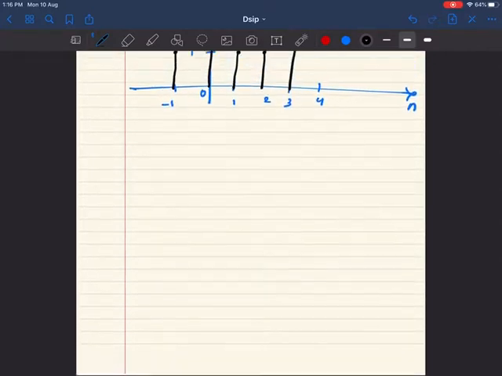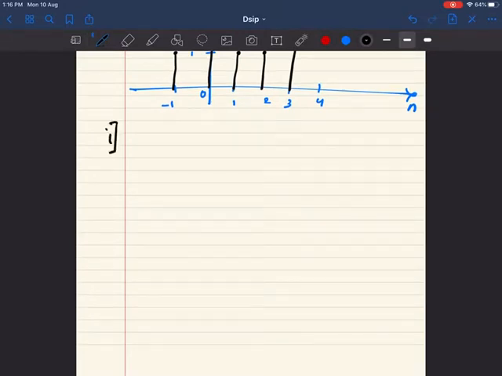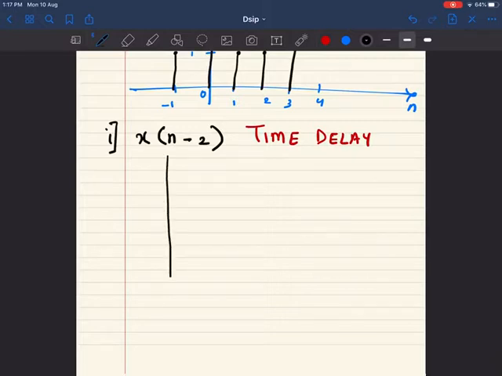Now let's do the first one, which is x of n minus 2. If you have seen the previous videos and know what operations of signals are, this concept is called time delay. I have taken examples of time delay in the previous videos, so I am not going to waste time explaining how to solve this. I am just going to draw the signal for this, and then I am going to tell you how I got it.